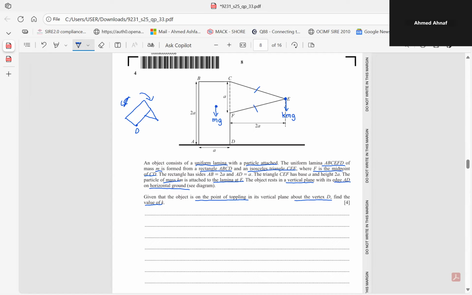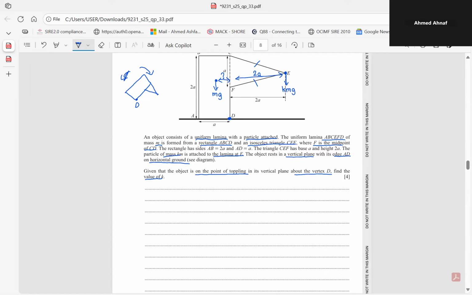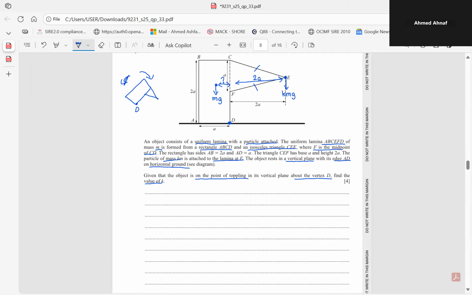To find moments, we also have to know the distance about the pivot, and in our case, the pivot is the point D. So I have to know the perpendicular distance. You have to know this as well as this. We already know this is 2a. Now we're going to find this missing distance. To do that, we're going to find the horizontal distance of the center of mass from the edge CD.